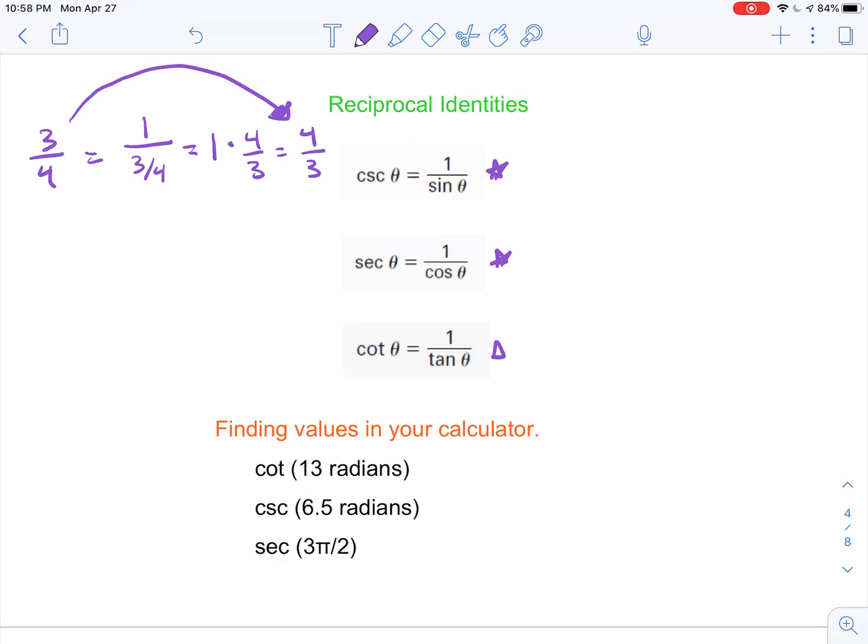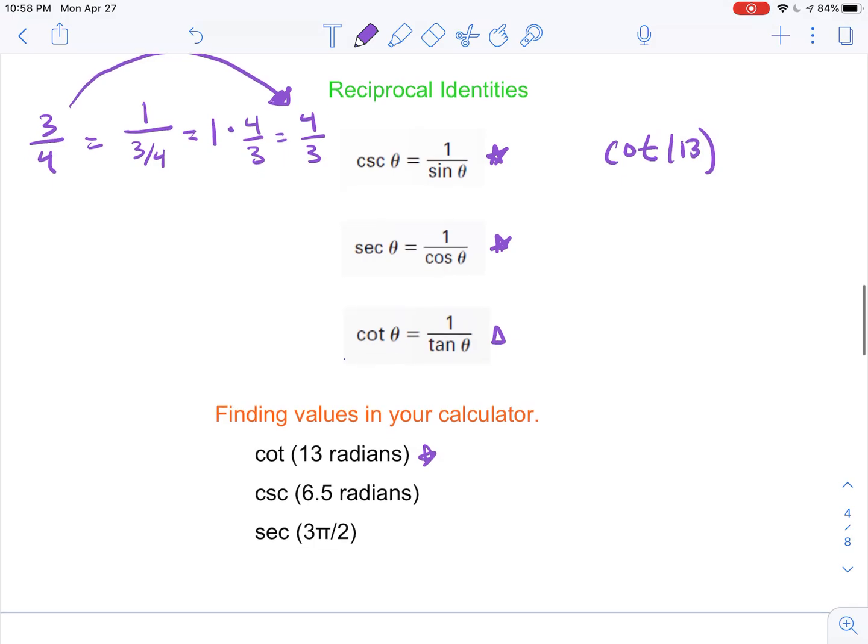All right, so this is how you're going to plug it into your calculator. There are no cosecant, secant, or cotangent buttons. You must use the primary trig functions to calculate the reciprocal trig functions. So what do I mean by that? Well, we want to calculate, right here, cotangent of 13 radians.